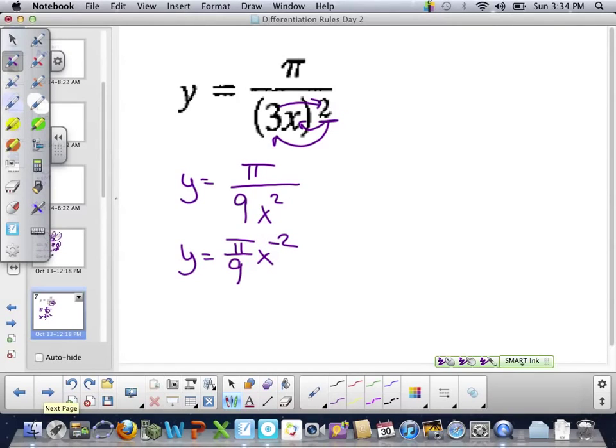Now I have it in a nice, easy form where I can take my derivative, dy/dx. The negative 2 will multiply out front. It will be negative 2 pi over 9 x to the, and then negative 2, when you go down from negative 2, you get negative 3.